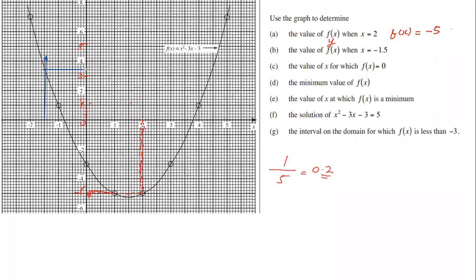Okay, next question. The value of x for which f(x) is equal to 0. What are they asking for? Who can tell me? The value of x for which f(x) is equal to 0. What are they asking? Sir, it's asking for the roots or the solution for x. They are asking for the roots or what you call the solution. Thank you. They are looking for the roots or the solution, right? So this is the same thing as asking for the roots or the solution.